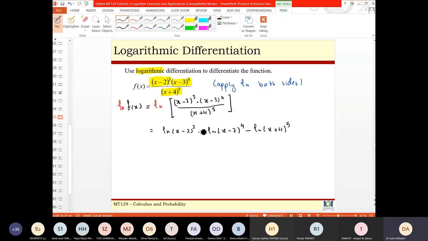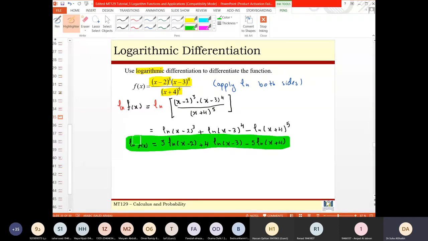So moreover, what should I do now? What do you suggest I do now? The power here, right? The power comes down. So this will be 3 ln of x minus 2 plus 4 times ln of x minus 3 minus 5 times ln of x plus 4. Okay? This is my ln f of x. The left hand side is ln f of x. So this is the simplest form I can reach here.